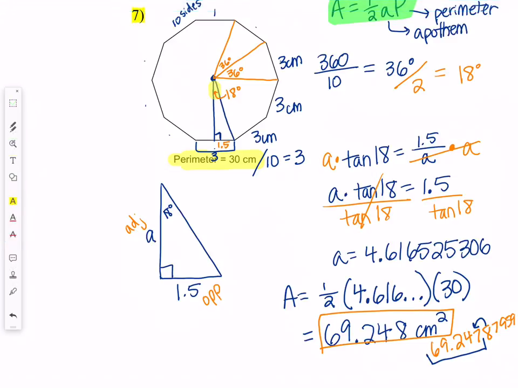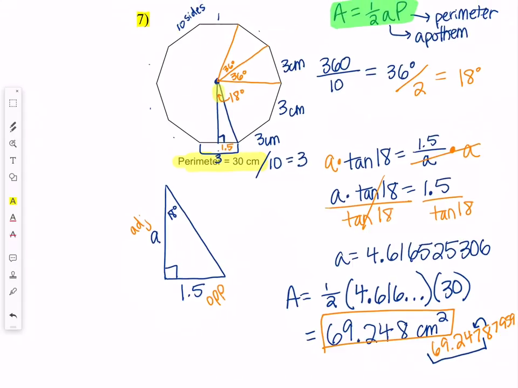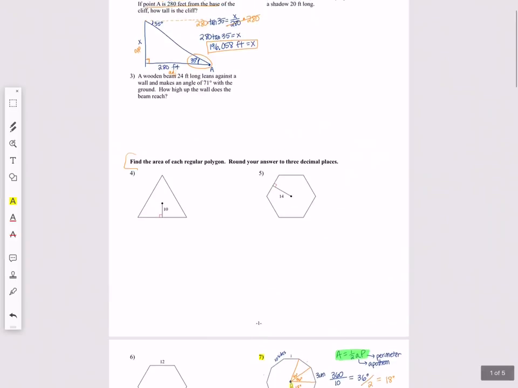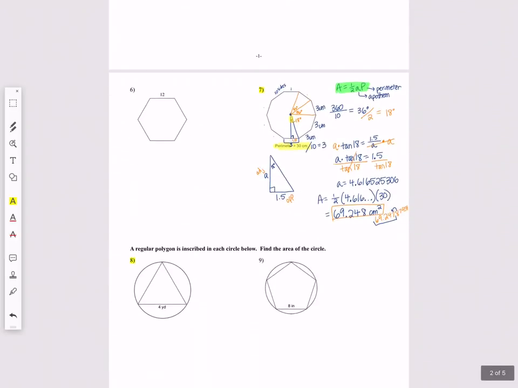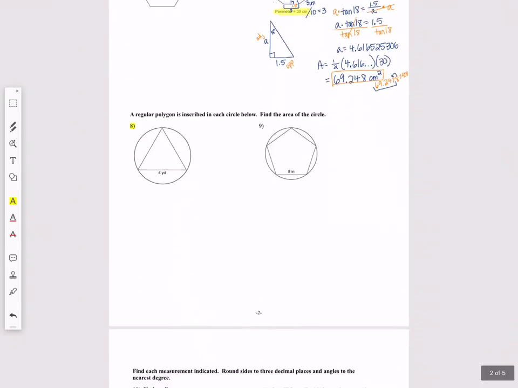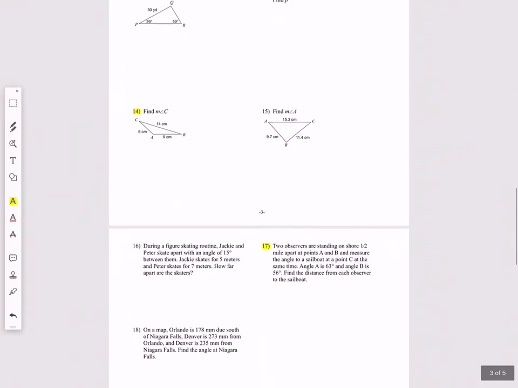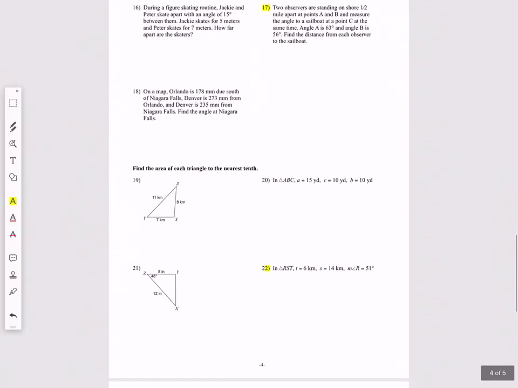69.248 centimeters squared. Okay, at this point I'm going to stop this video to try to make the videos a little shorter in case we put them on YouTube. So I've done so far number 1 and number 7. On the next video, or maybe next couple videos, I'm also going to work out number 8 and 14 and 17, as well as 22.